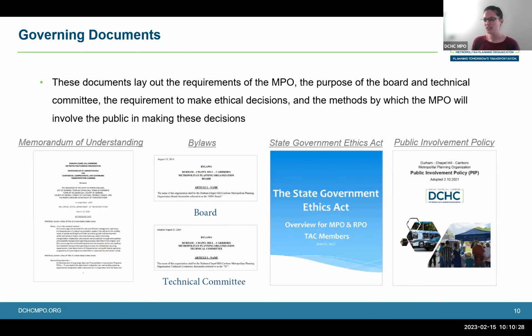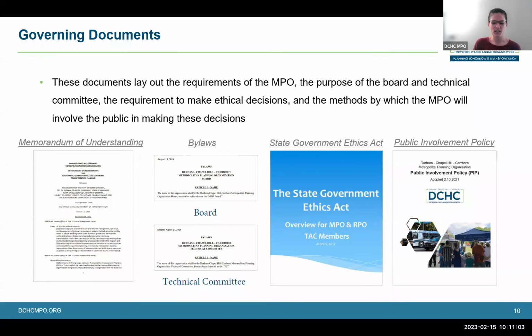The governing documents that we have to follow, these are, I believe, all of the main ones. We have the Memorandum of Understanding, which lays out the requirements of the MPO. You have the bylaws for the board and the technical committee, which tell the purpose of each of those member groups and what they're intended to do. You also have the State Ethics Act, which means you want to make sure you're making ethical decisions. So we make sure that we follow that.